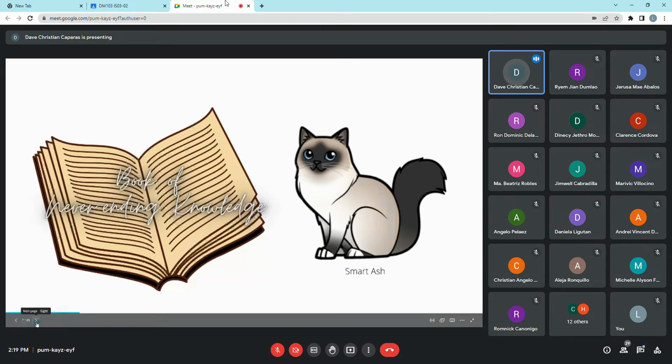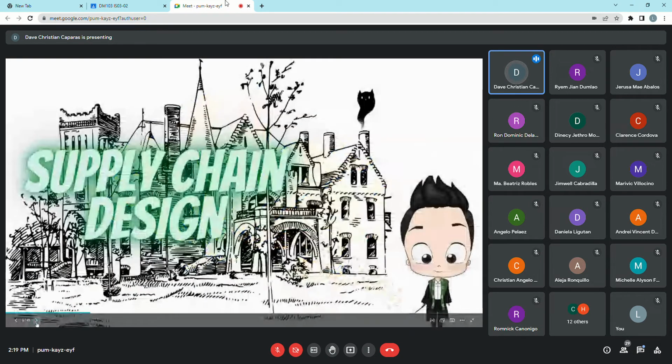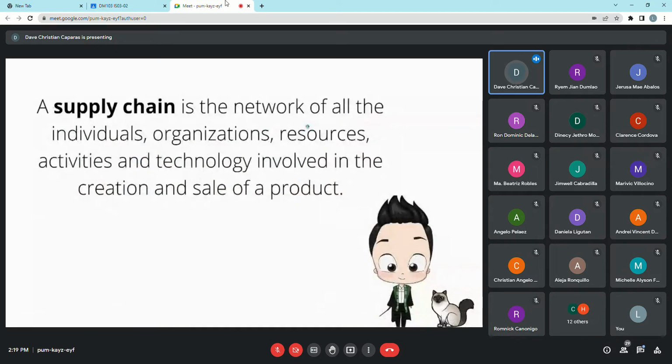So, we're gonna be opening it now. So, ang first point na pag-usapan natin ay supply chain design. So, what is a supply chain? First, supply chain is the network of all the individuals, organizations, resources, activities, and technology involved in the creation and sale of a product. So from that definition, for sure, hindi niyo pa siya gano'n naintindihan.